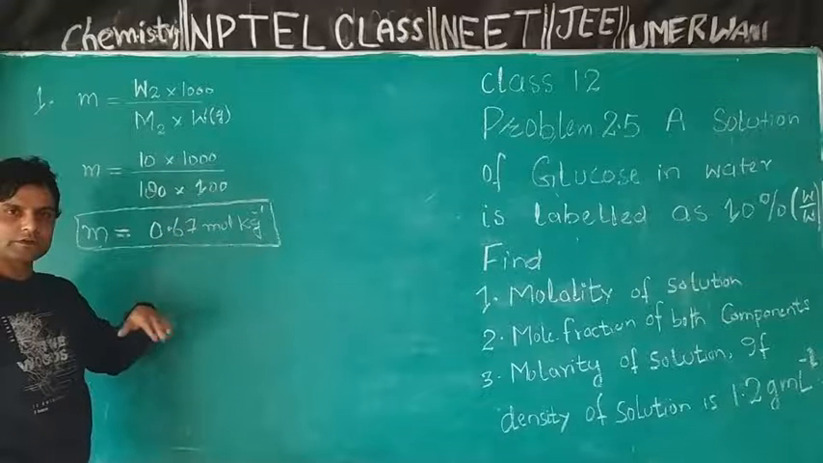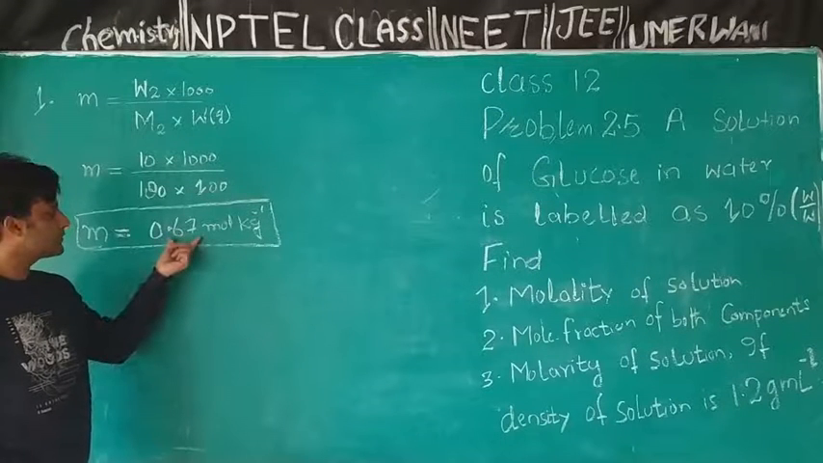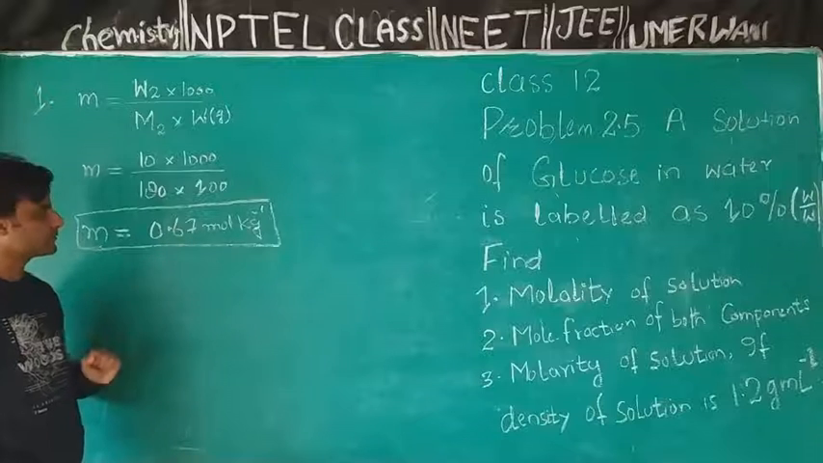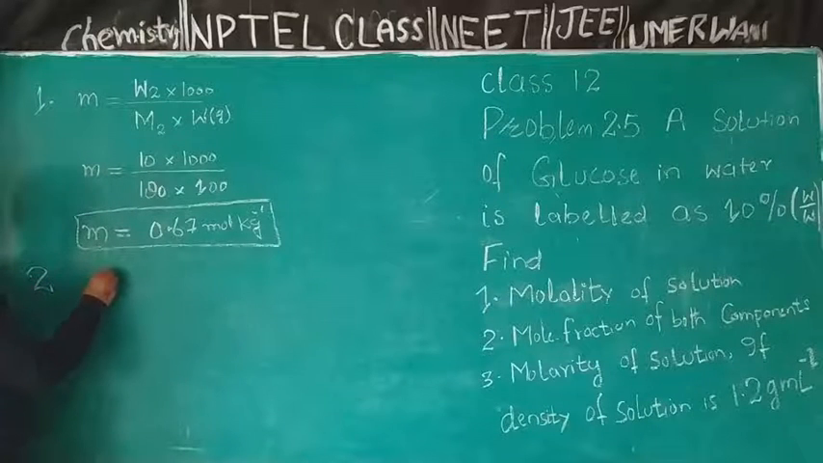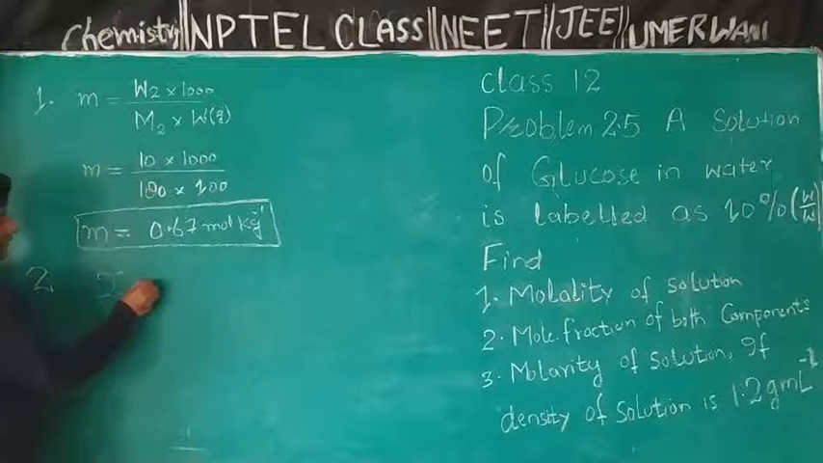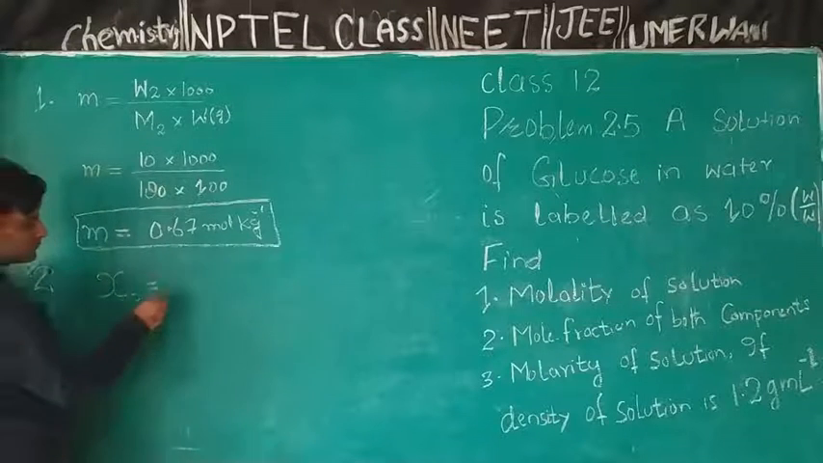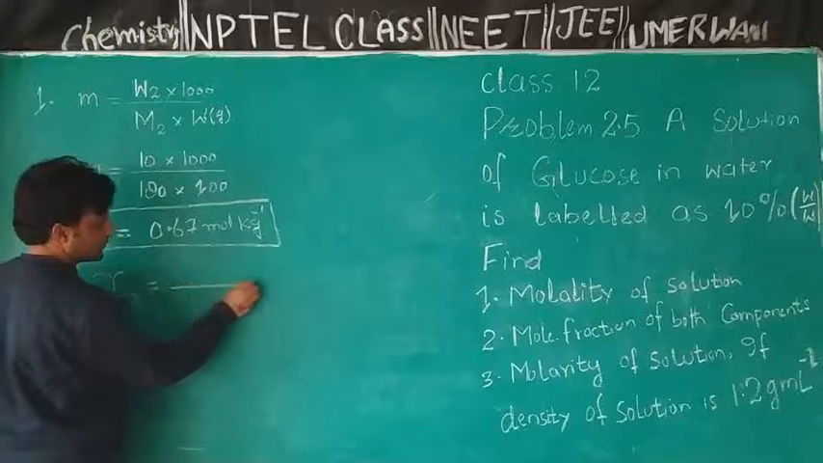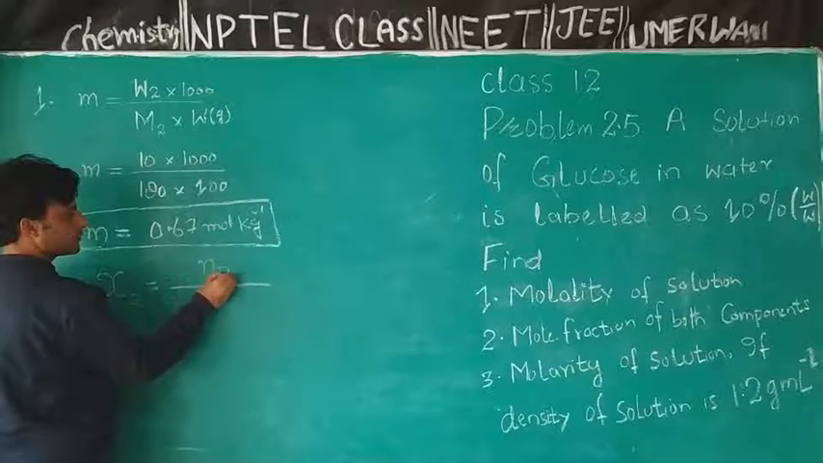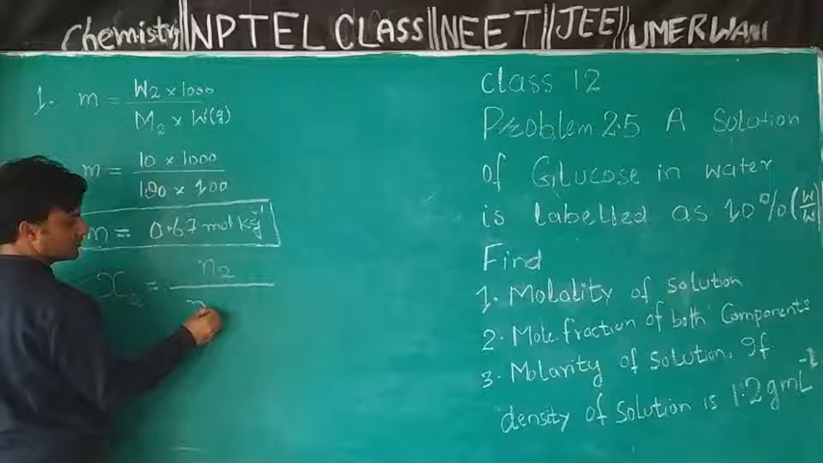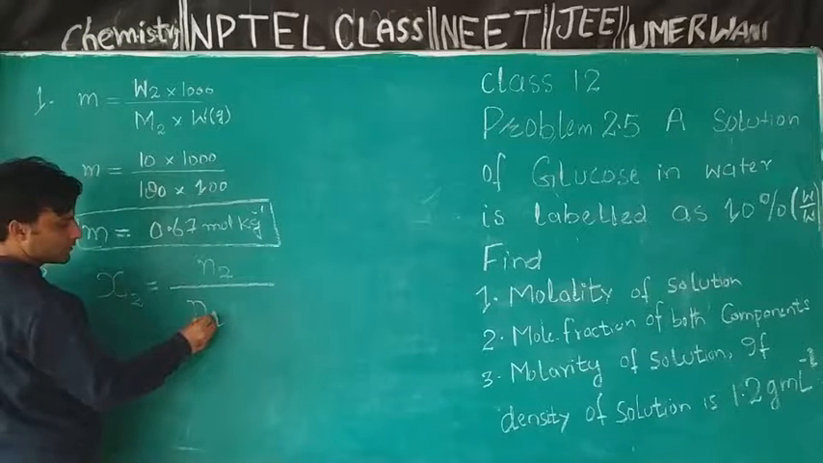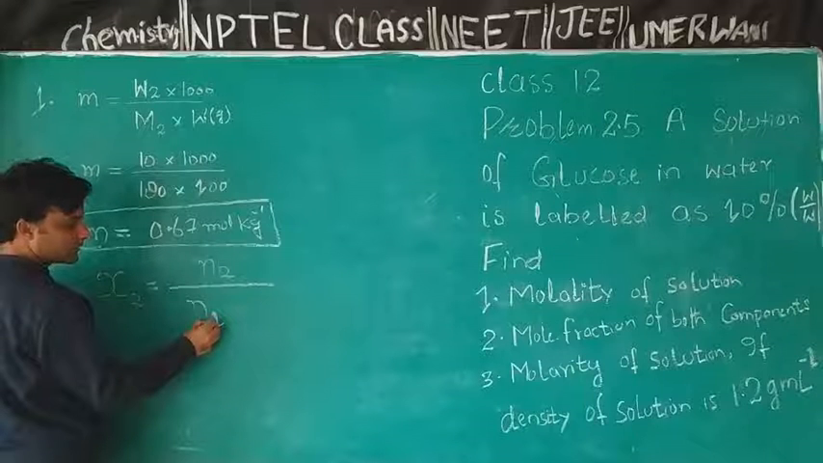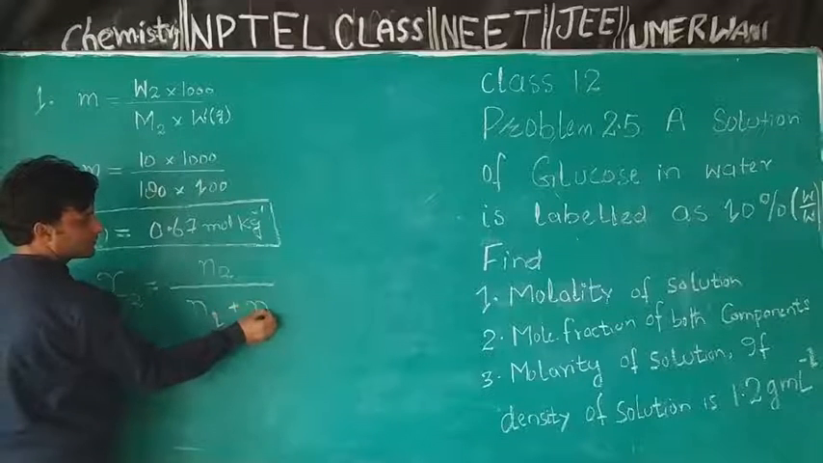If we have 1000 grams of solution, it contains 0.6 moles of solute glucose. Now the second equation is that mole fraction of solute is calculated by this formula. Mole fraction of solute is equal to the ratio of moles of solute N2 and total moles in solution. Since the solution is binary, with only 2 components, total moles in solution will be number of moles of solvent N1 and number of moles of solute N2.